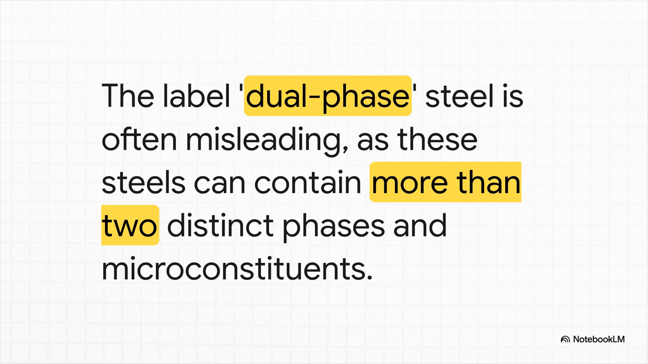Let's take so-called dual-phase steel as a perfect example. The name makes it sound simple, right? Just two phases. But in reality, these advanced steels are way more complex. They can have not just ferrite and martensite, but also bits of retained austenite, bainite, and carbides. That simple label completely hides the complex microstructure underneath. And this isn't just about a name. It means an engineer might miscalculate the steel's true strength or its fatigue life because they're underestimating its complexity. That could lead to over-designed parts or, even worse, unexpected failures down the road.